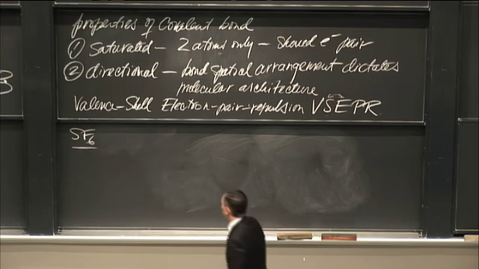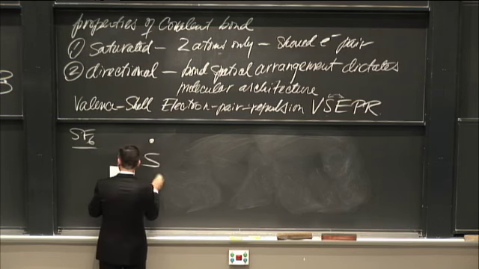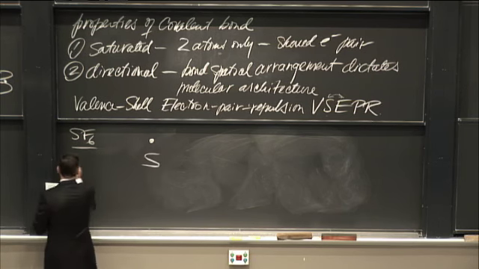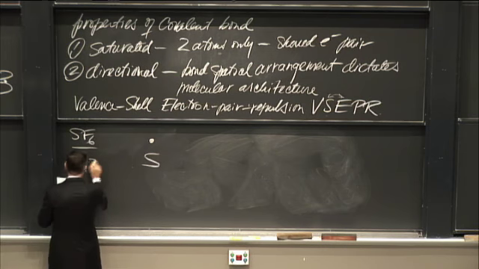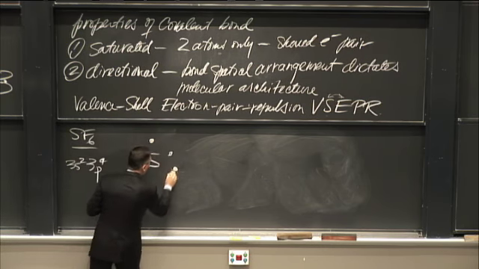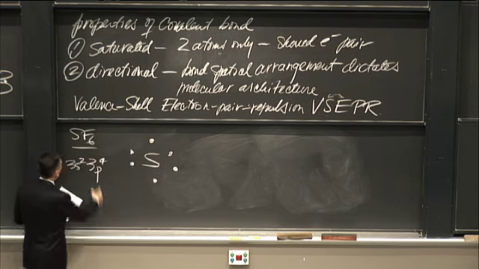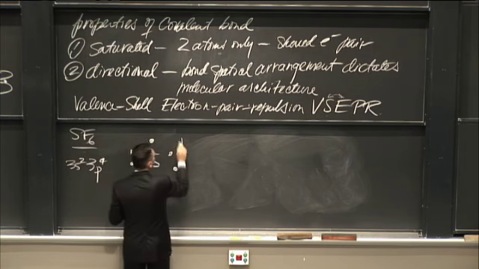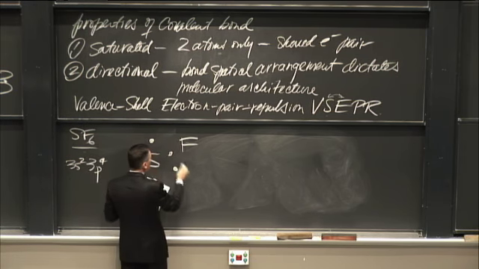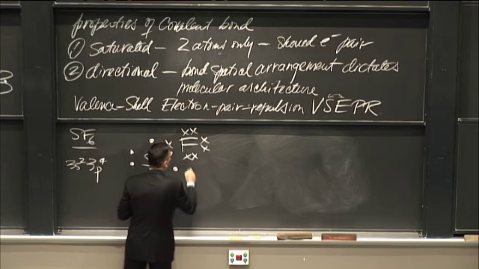Now, let's look at the Lewis structure of this thing, because that's the first thing we're supposed to do according to VSEPR. So I'm going to put sulfur here, and I know sulfur's got 3s2 3p4. So it's got 6 valence electrons. So I'm going to put them symmetrically around the sulfur. And then I'm going to bring in the fluorine. So I'll bring in 1 fluorine. And I know it's got 7 valence electrons. 1, 2, 3, 4, 5, 6, 7.